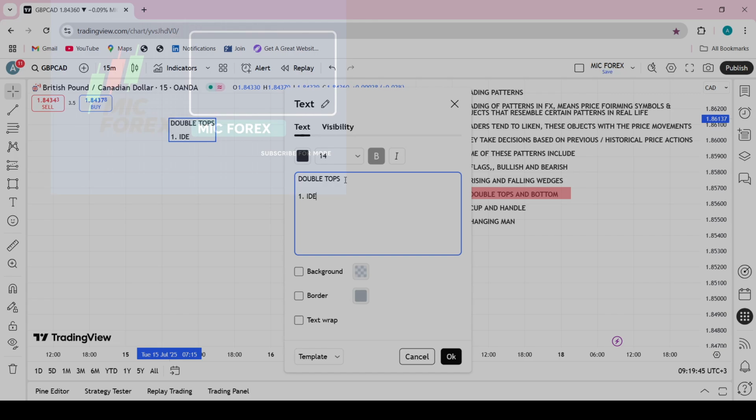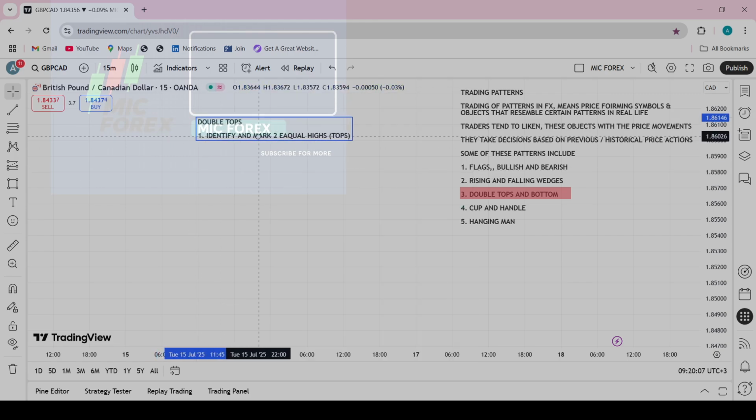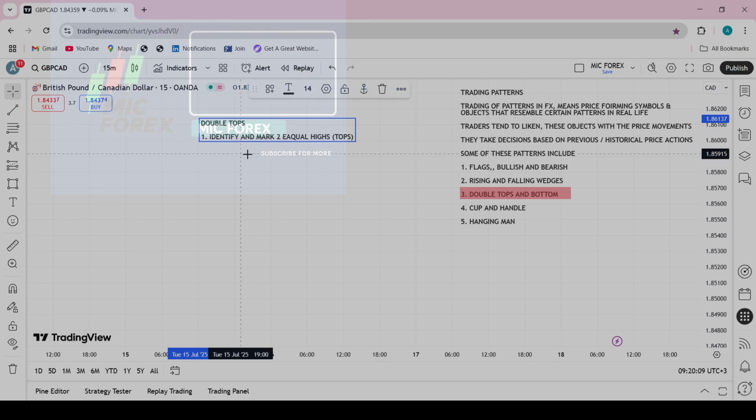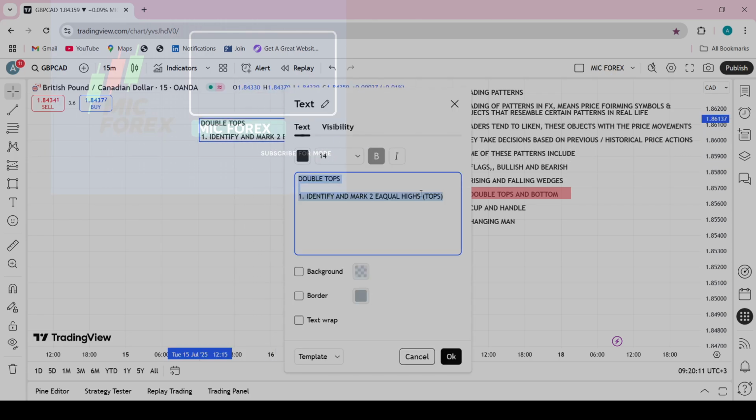Identify and mark 2 equal highs. Very important. These are now what you'll call tops. I'm going to be giving notes as we do the illustration. Identify and mark 2 equal highs. Remember, you have to put a note here.